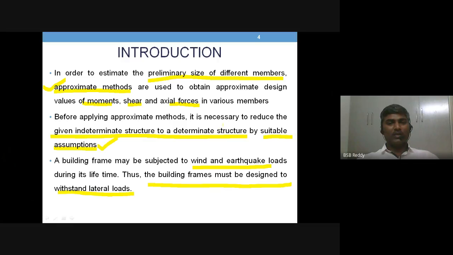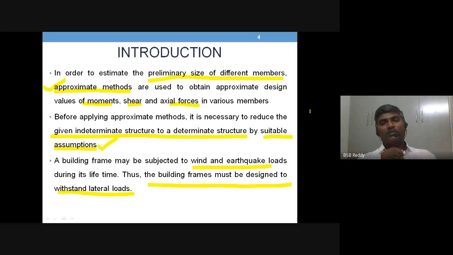So if any building frame is subjected to lateral loads, whatever may be the size of the frame, it may be a 10 by 10 storied building, whatever may be the size of the building frame, you are able to estimate it in an approximate manner. That is the motto of this. The objective of this topic, Unit 2, is that if you have a building of any size, you are able to do the approximate analysis, not the exact analysis.